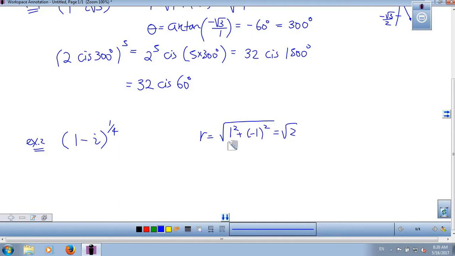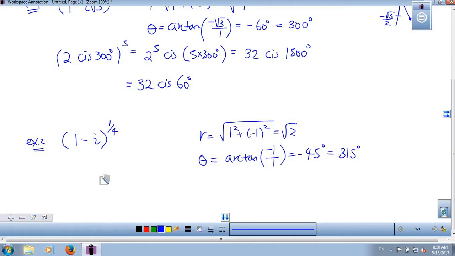So r, the modulus, is the square root of 2. The angle theta is, again, an arctangent. We're going to do arctangent of -1 over 1, so this will be -45 degrees. Okay, it's going to be in quadrant 4, and we can write it using a coterminal angle, which will be 315 degrees. The first positive coterminal angle is 315.